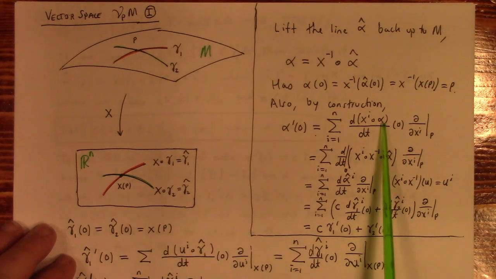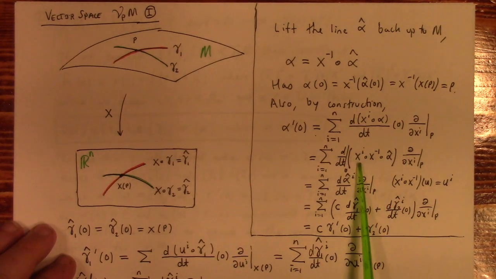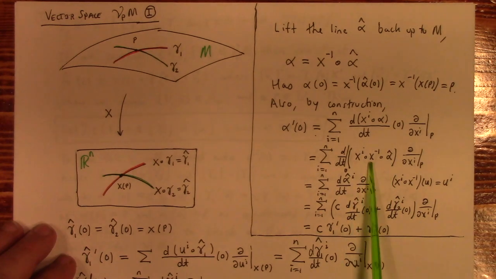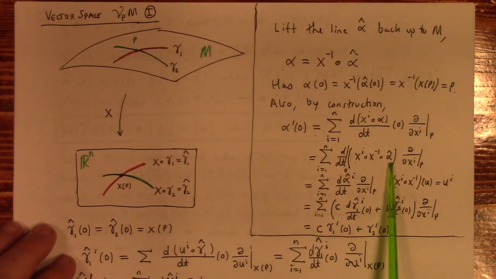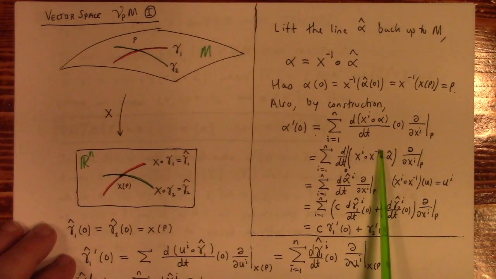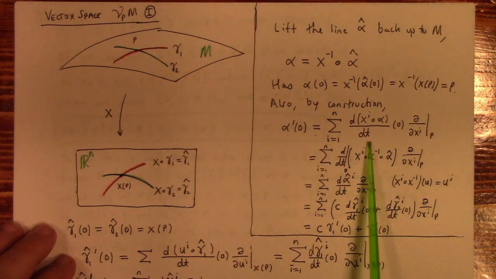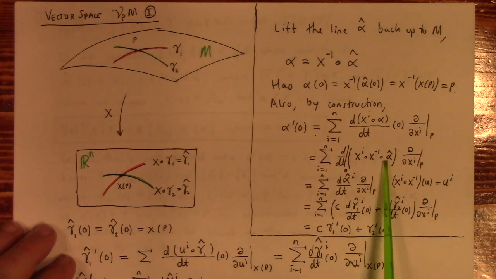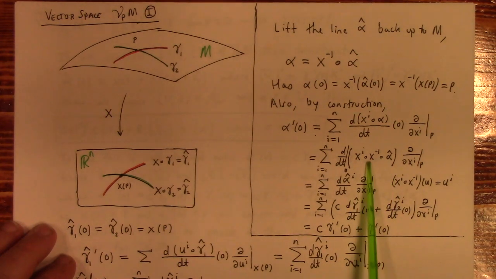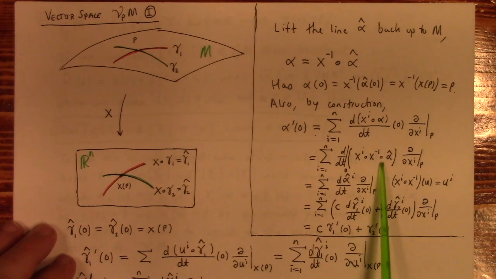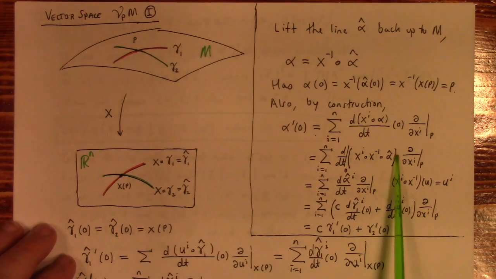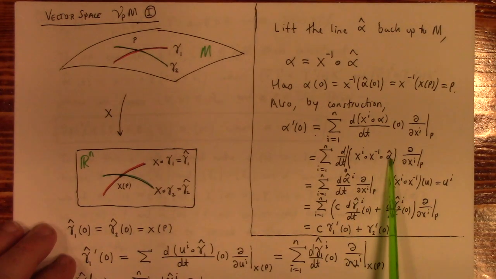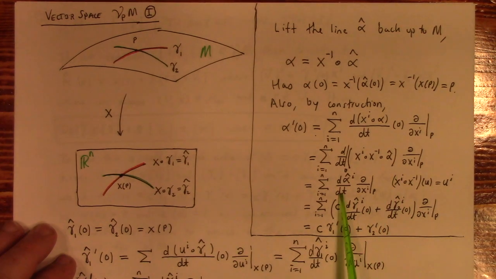Well, alpha is x inverse composed with alpha hat, so you've got x^i composed with x inverse composed with alpha hat. By the way, what this does is it picks off the ith Cartesian coordinate of that. It's a good thing to work through for yourself. x^i composed with x inverse of u is equal to u^i. So this is nothing more than selecting the ith component of the path down in R^n, which gives me that.